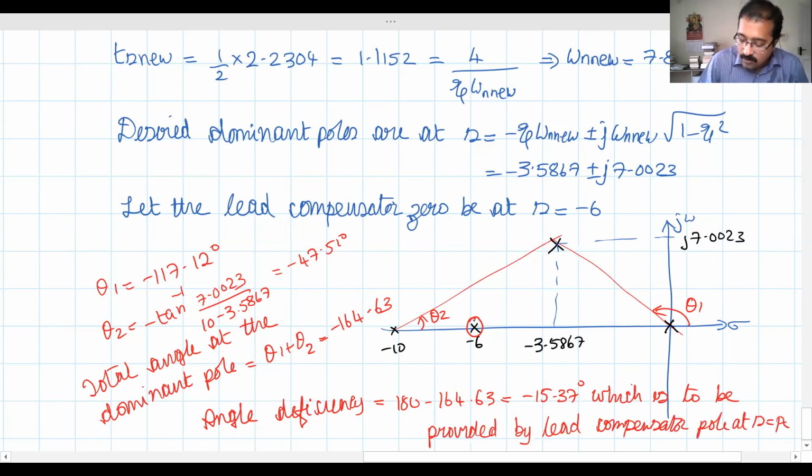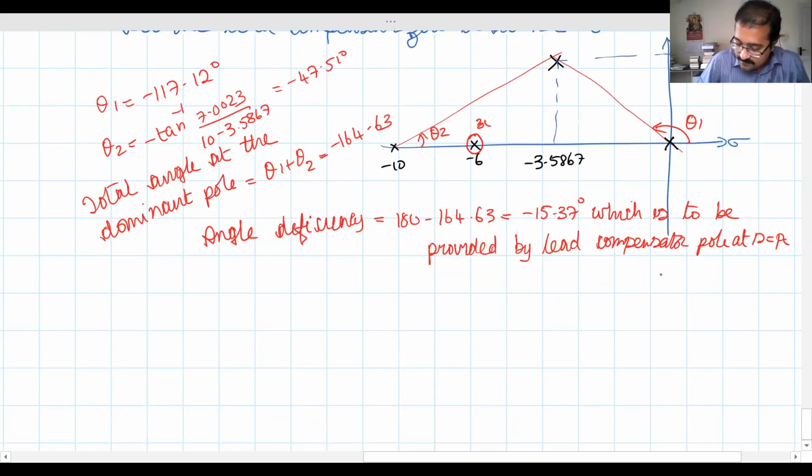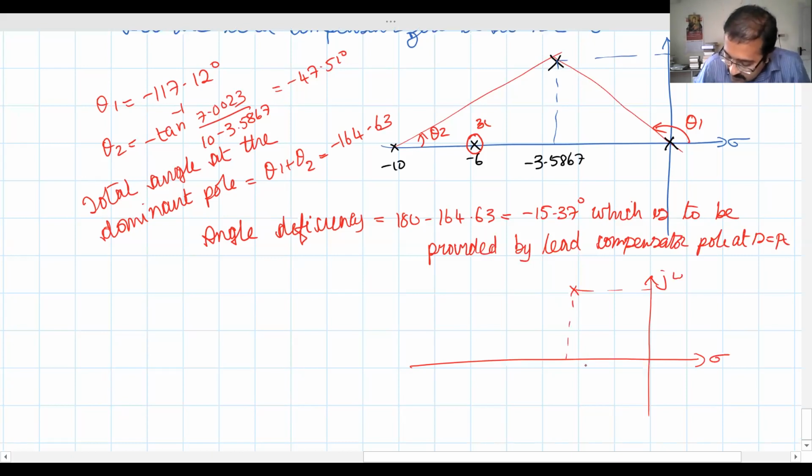Okay, the ZC we have already found. ZC is at minus 6. So this angle deficiency has to be provided by the compensator pole. Now again we will draw this figure. Sigma, j omega. This is the dominant pole, at minus 3.5867 plus j 7.0023.